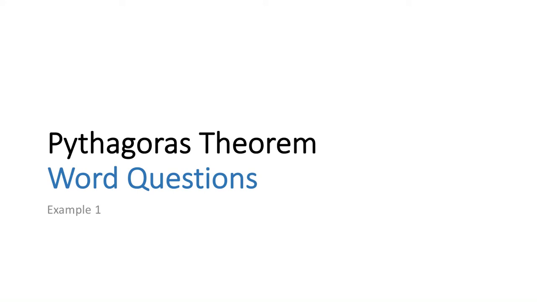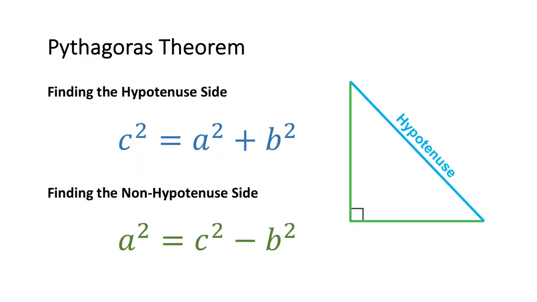This video is going to have a look at using Pythagoras theory to be able to solve a word question. So before we have a look at the word question example, just remember the two formulas that we are using for Pythagoras theory. So c squared equals a squared plus b squared. That's the one that you will often see on your formula sheet. And then it can be rearranged to a squared equals c squared minus b squared.